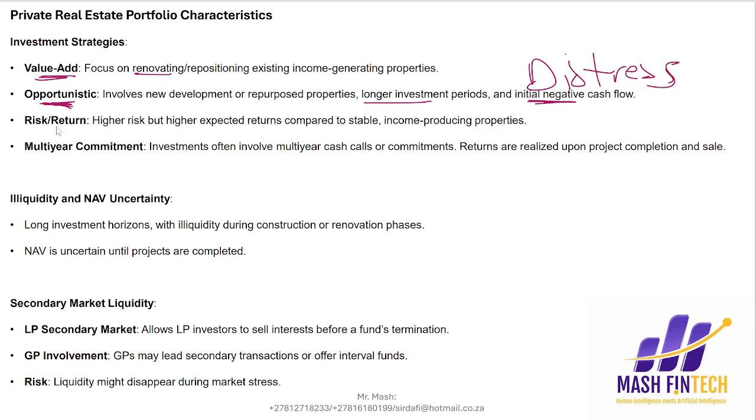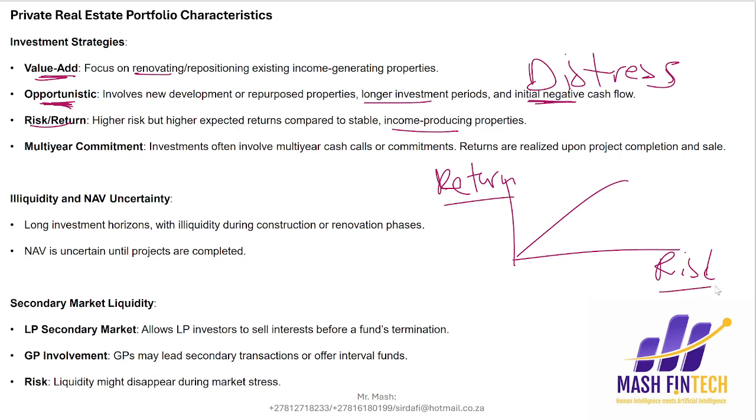And then the third one is the risk return. The higher the risk, you have the higher expected return, especially with these income producing properties. If it's risky and you manage to get it right, you are likely to get a higher return. Remember, we said if you look at these investments, if you have high risk, chances are you're going to have high return. There's this direct relationship where the highest risk are the opportunistic, where the value add are moderate risk and moderate return.